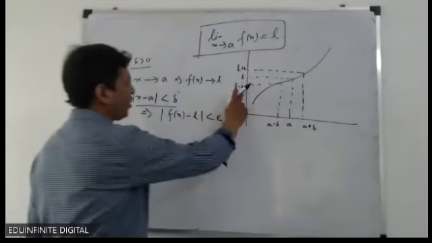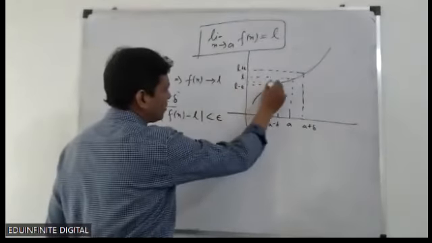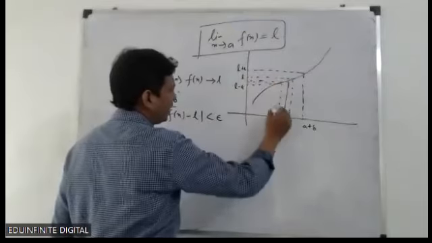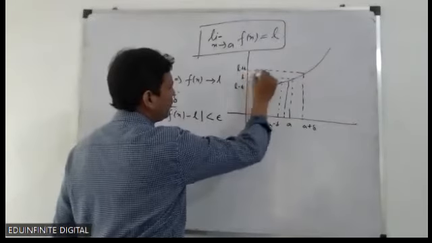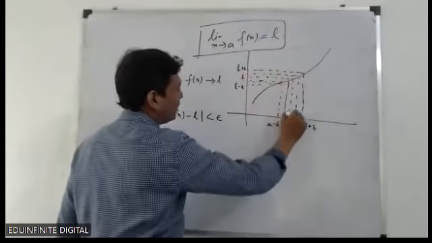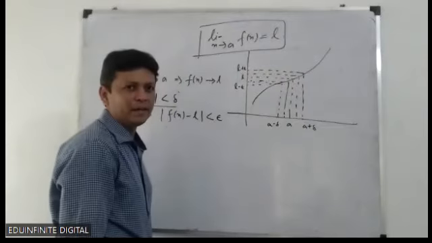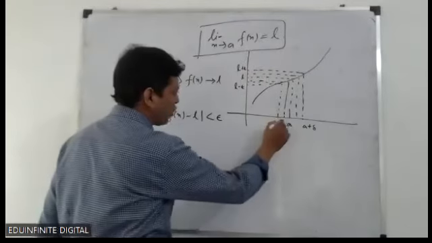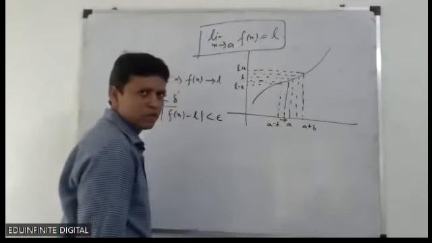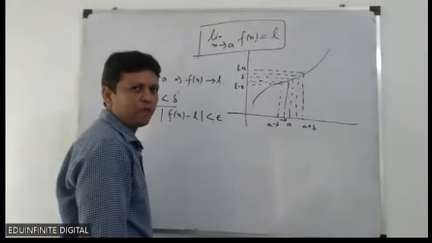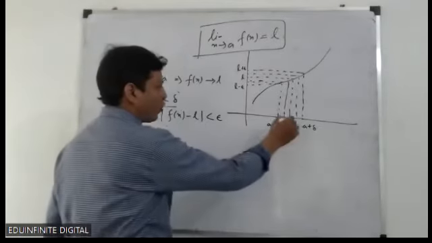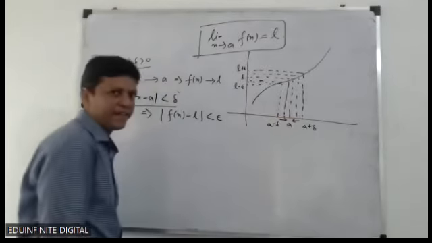So for each epsilon, you are getting a delta. Suppose you are here, you are getting a delta. If you draw the horizontal line, it will give you a point in that domain. So the point is actually moving very close, taking very small values, approaching from the left as well as from the right hand side.